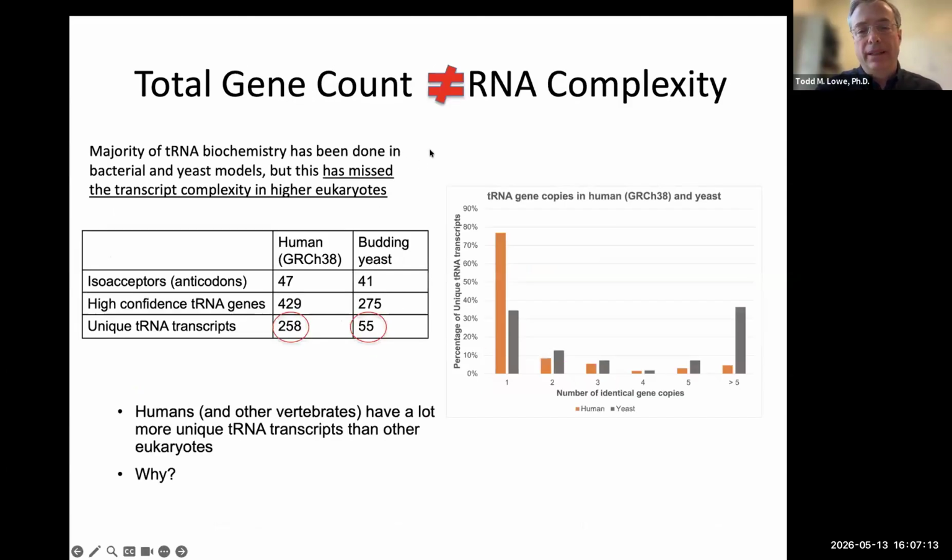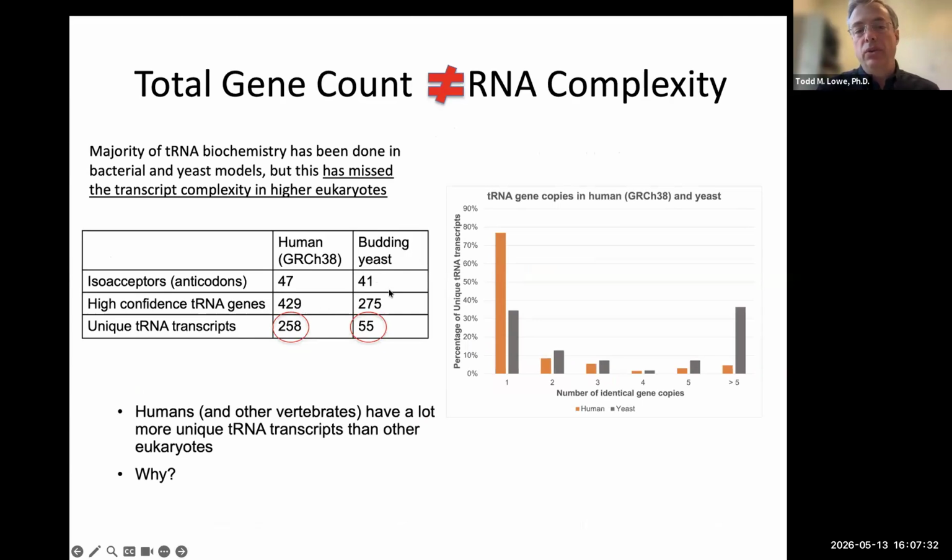So something else I like to go over is that the total gene count of tRNAs does not equal their complexity or their functional complexity. An example of this is budding yeast. There are 275 total genes. In human, we have about 429 high confidence genes.